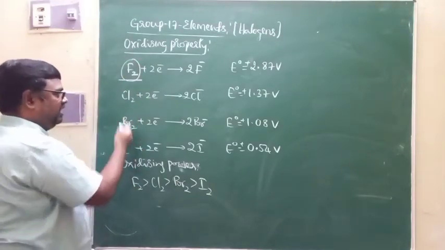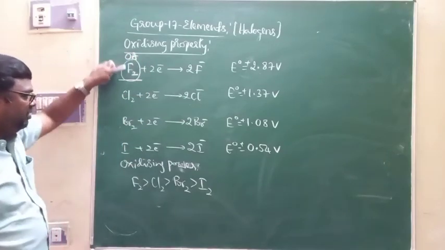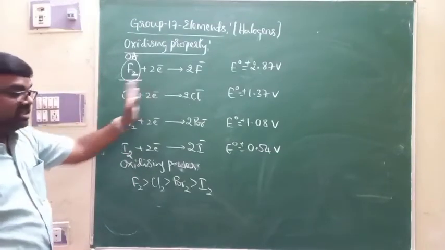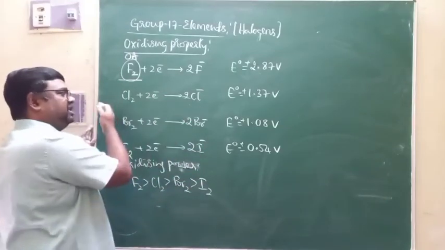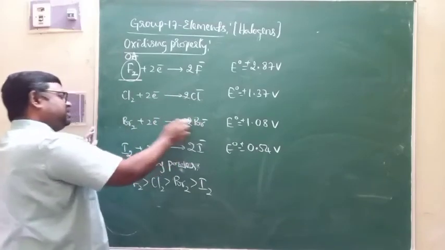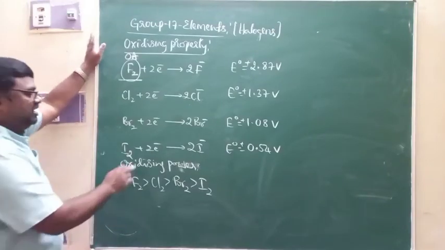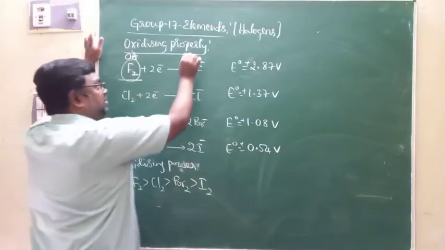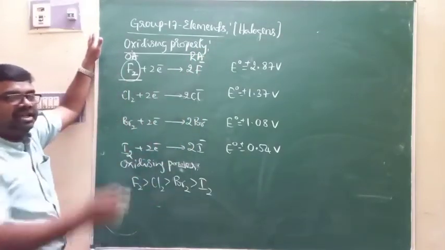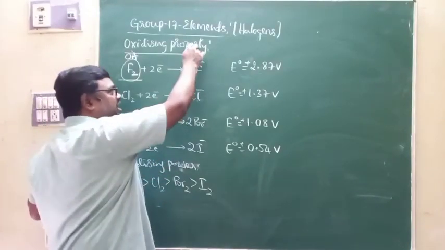The left side reactants are all undergoing reduction, therefore I can call them oxidizing agents. That is I2 too. Actually, they undergo reduction. If I reverse the reaction, F minus undergoes oxidation, Cl minus undergoes oxidation, Br minus undergoes oxidation, and I minus undergoes oxidation in the reverse direction. These reactants are oxidizing agents, and the products will be reducing agents, because products undergo oxidation in the reverse direction.